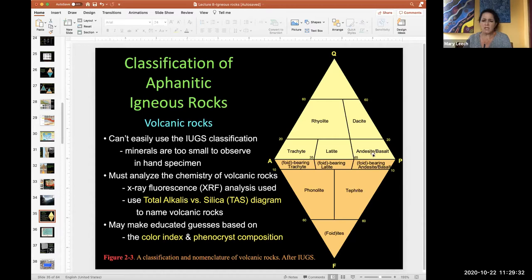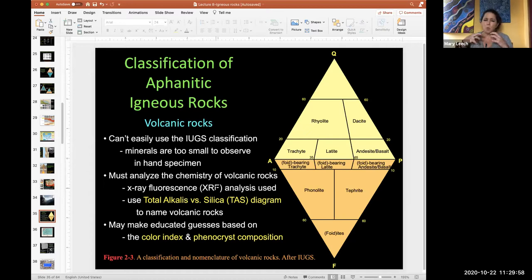This is the IUGS, that group that establishes the naming conventions. The minerals are too small. So you have to analyze the chemistry of the volcanic rocks really to know what's in the rock. And that's usually done by X-ray fluorescence, or you can abbreviate that XRF. You don't necessarily have to remember that, I'm just telling you.